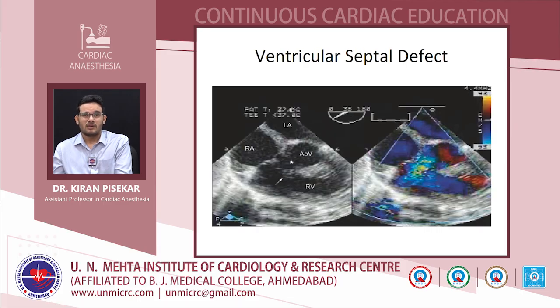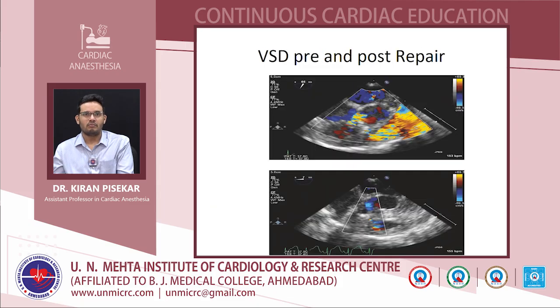Now this is a TEE image showing the RV inflow outflow view. So this is the aortic valve, this is the RV. So this is a VSD. Now we have put the color flow Doppler here. So this is a perimembranous or inlet type of VSD.